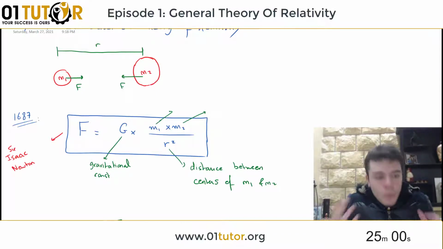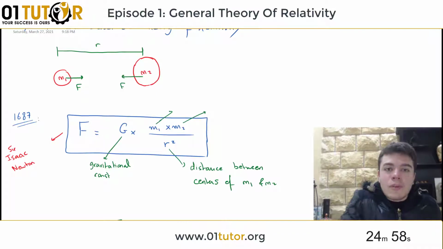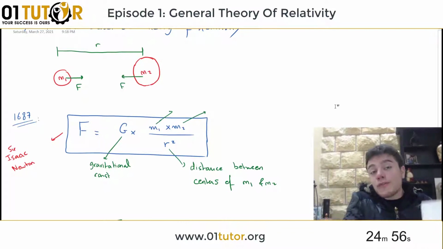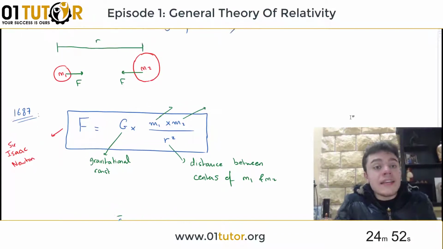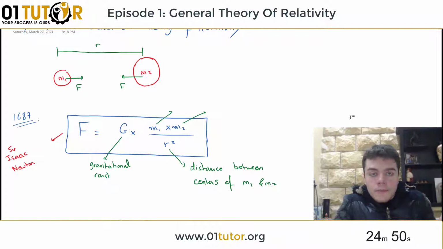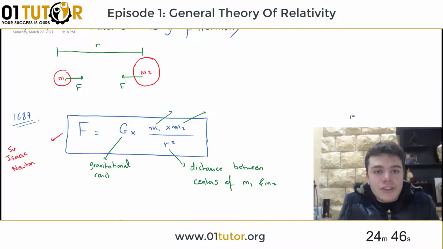Okay, this was the question asked by Albert Einstein, and this was the question that led to the most important theory, the most beautiful theory in physics, which is the general theory of relativity. So let's see how Albert Einstein thought, what steps he took in order to arrive finally at the general theory of relativity, and what this theory is and why it is so important.